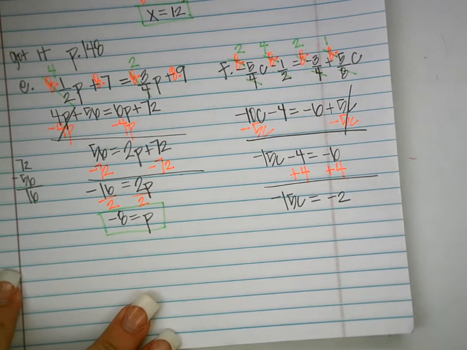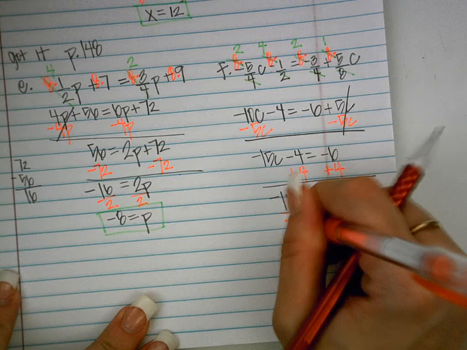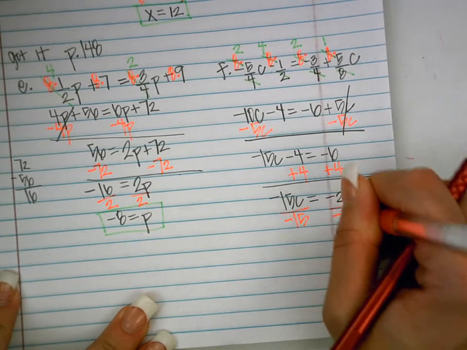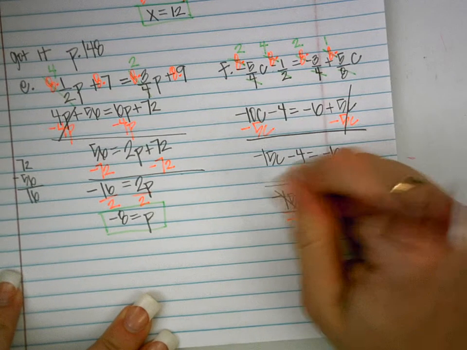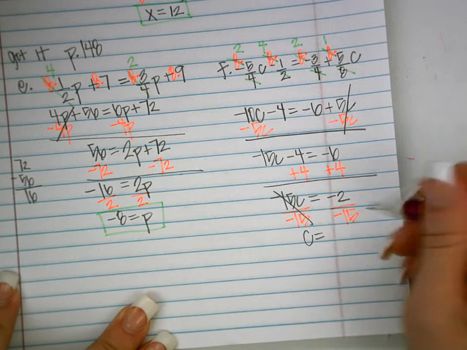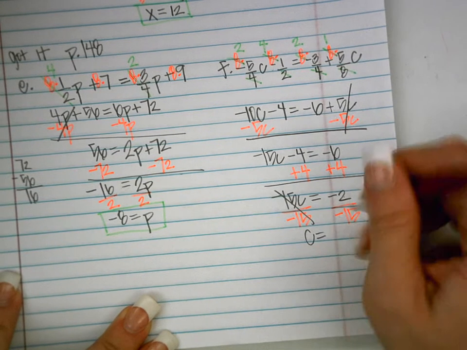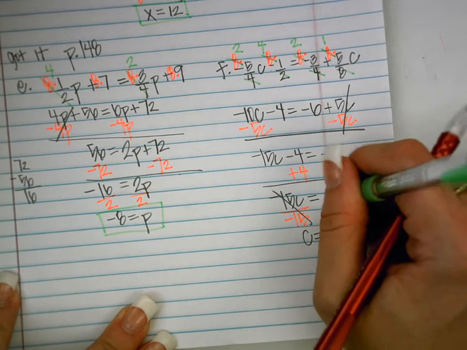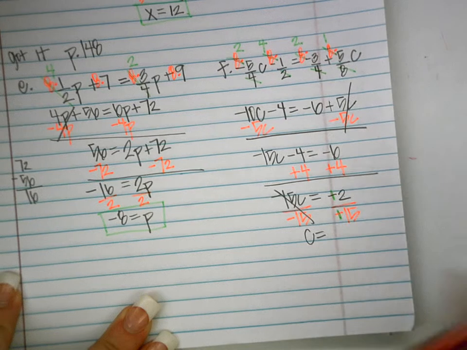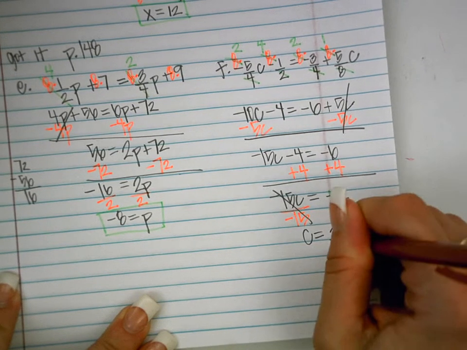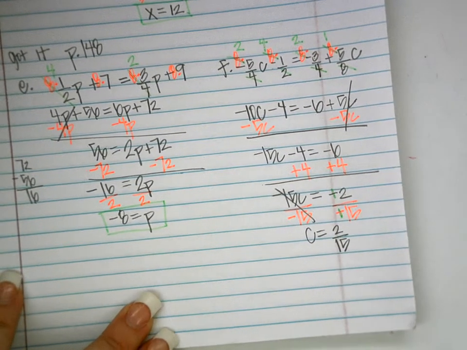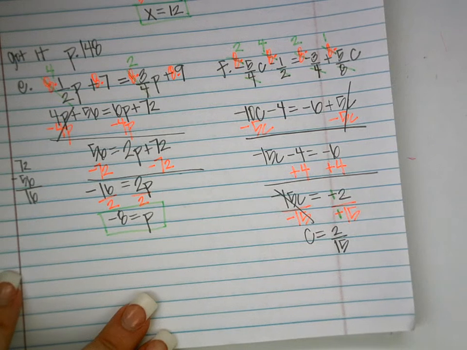What's your last step here? Divide by the negative 15. What happens when you divide by the negative? Negative, negative becomes positive, so the negatives cancel each other out, and you just get 2 over 15. So that one's kind of complicated. Does anyone have any questions that you need to see worked out anymore?